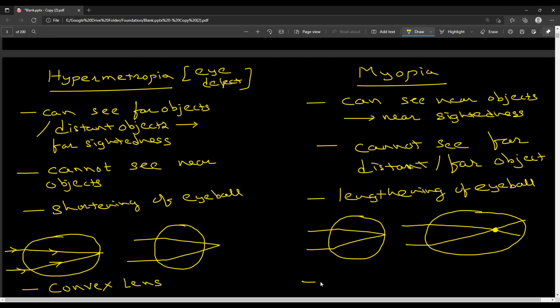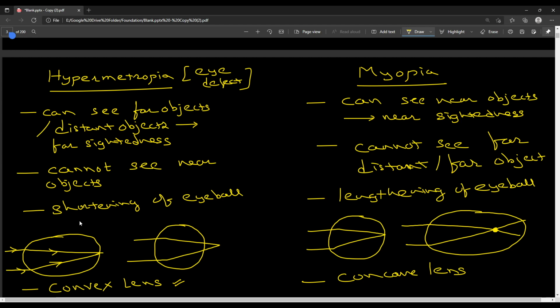Correct? In case of hypermetropia, you used a convex lens. In case of myopia, we will use a concave lens. So that is the difference. They are completely opposite to each other. In hypermetropia, we can see far objects; in myopia, we can see near objects. In hypermetropia, we cannot see near objects; in myopia, we cannot see far objects.